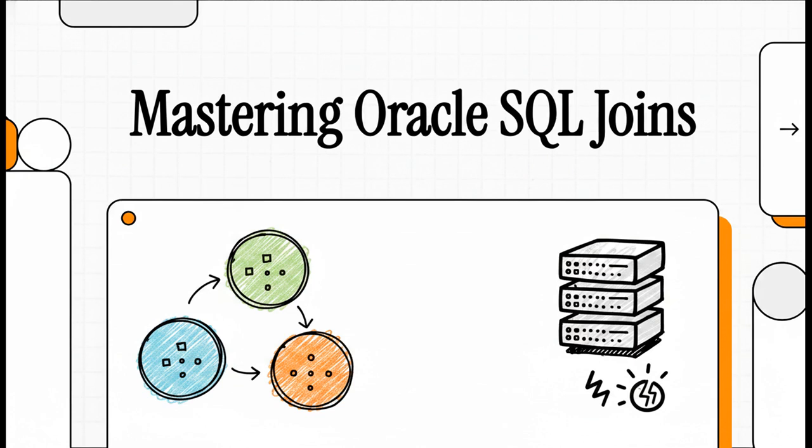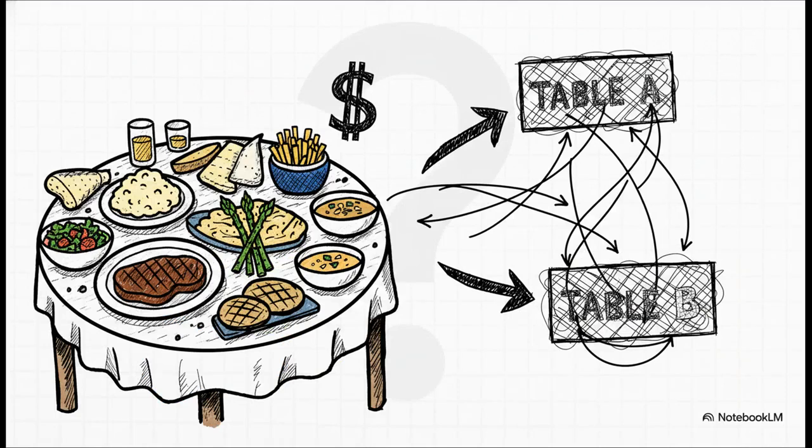So let's just dive right in and master Oracle SQL joins, starting with a scenario I think we can all relate to. Imagine sitting down at a really nice restaurant. You order a steak, right? But suddenly, the waiter brings you not just the mashed potatoes you asked for, but also the asparagus, the fries, a side salad, and a bowl of soup.